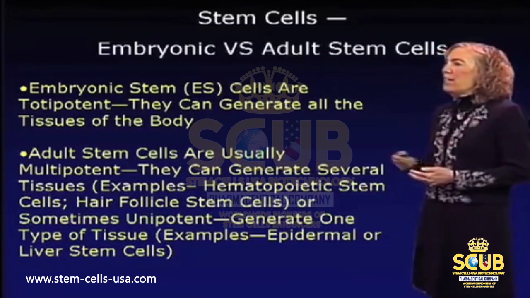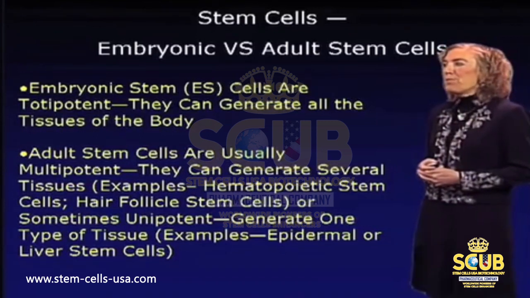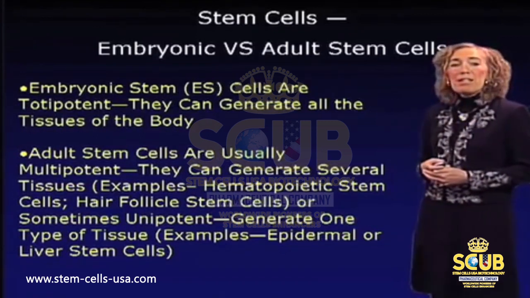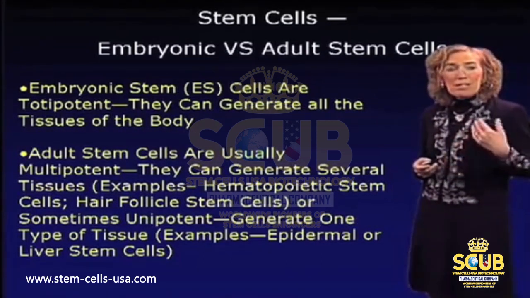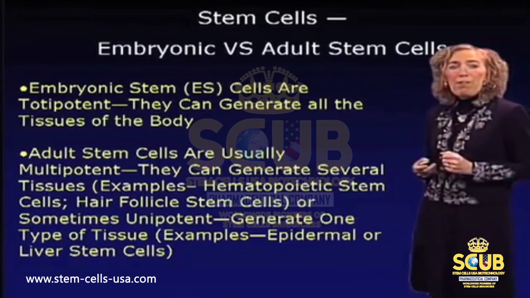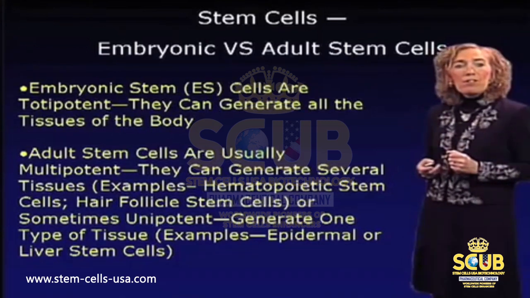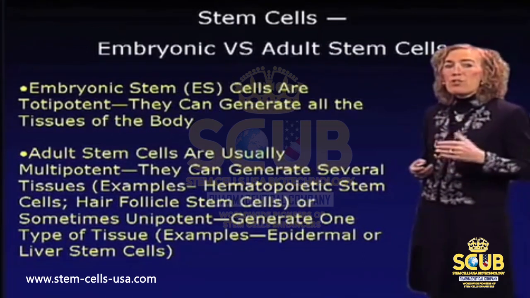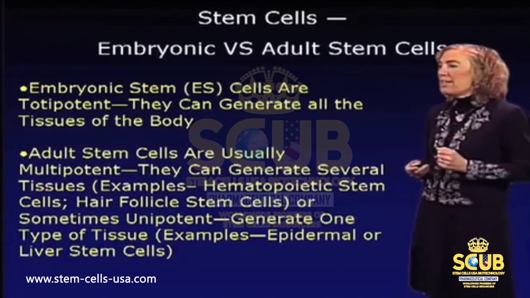These cells can generate several tissues, examples such as hematopoietic stem cells of the body that can generate blood cells of the immune system such as B lymphocytes and T lymphocytes, macrophages, or cells of the hair follicle stem cells. These cells can generate not only hair follicles, but also epidermis and sebaceous glands.